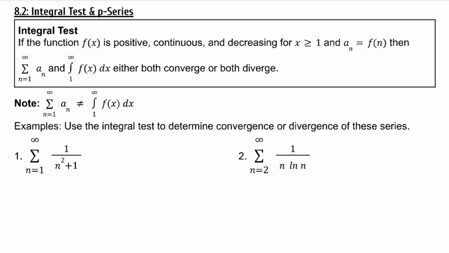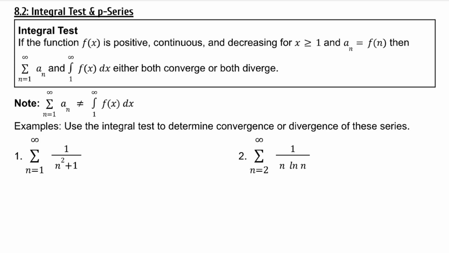If the function f of x is positive, continuous, and decreasing for x greater than or equal to 1, and a sub n is equal to f of n, then the sum of a sub n from 1 to infinity and the integral of f of x from 1 to infinity either both converge or both diverge.